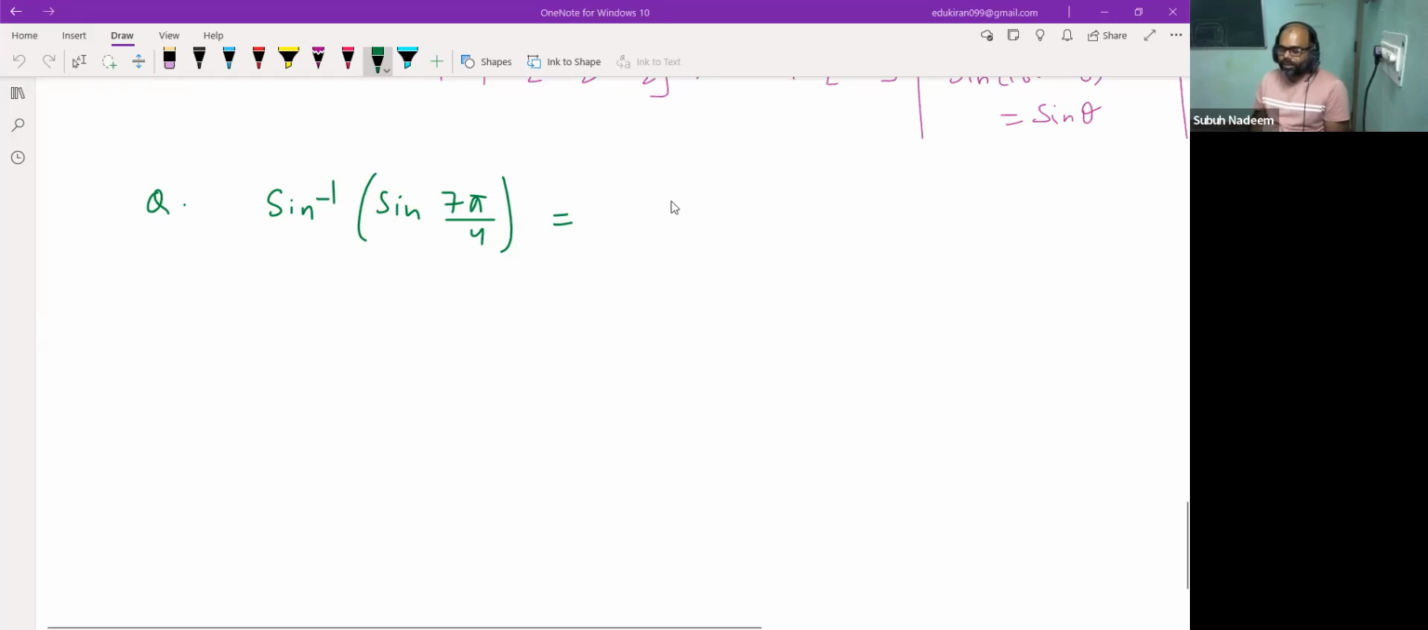Okay, Madhya is saying that it is pi by 4. Can you explain, Madhya? Sir, because like pi by 4, 3 pi by 4, and 5 pi by 4, they all have the same values. So yeah. Why isn't it minus pi by 4?